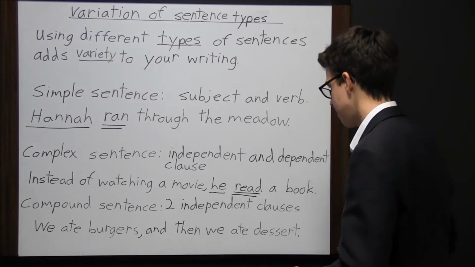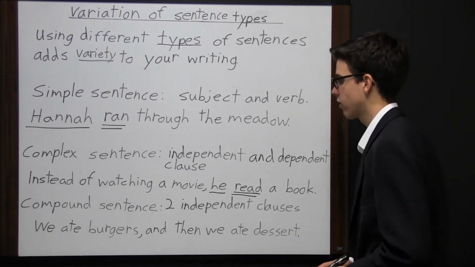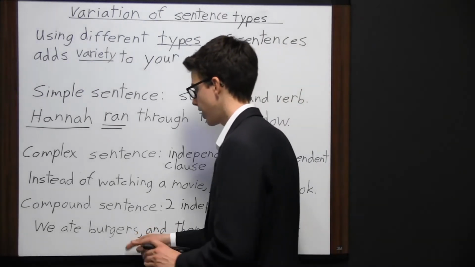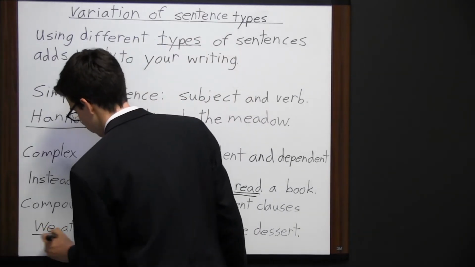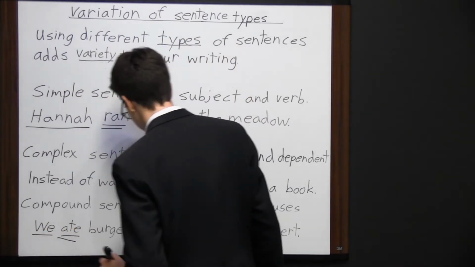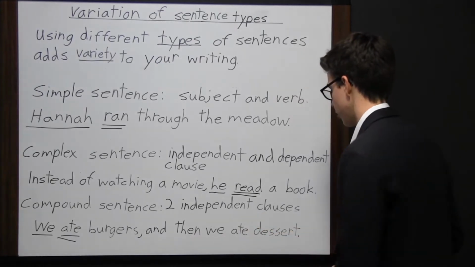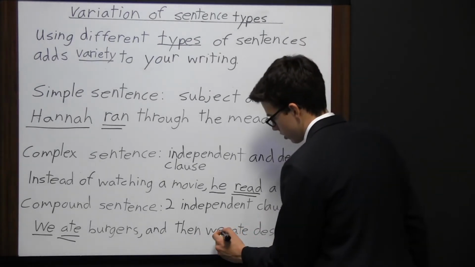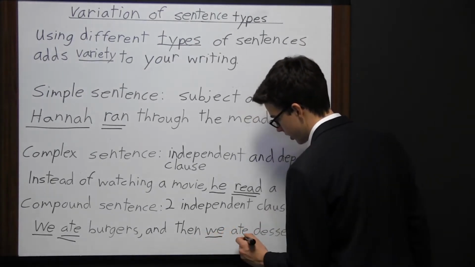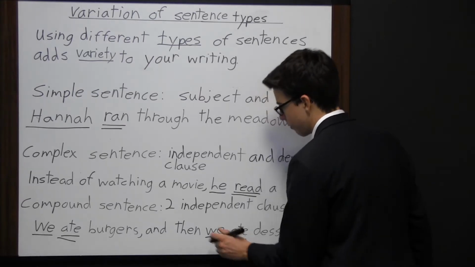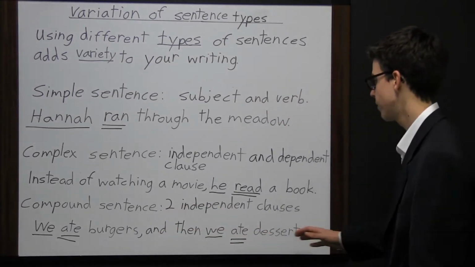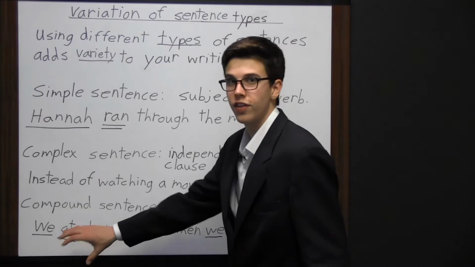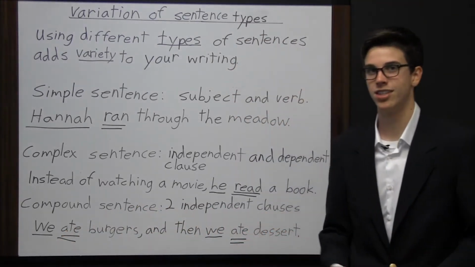And then we have a compound sentence, which is two independent clauses. So here we have the sentence, we ate burgers. So we have the subject we and the verb ate. And then we ate burgers, or then we ate dessert. So we have we as the subject and ate as the verb again. But these are two sentences. These are two independent clauses because both of these clauses could be sentences by themselves.